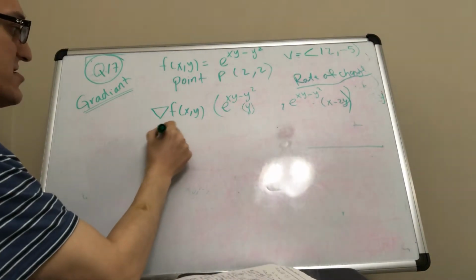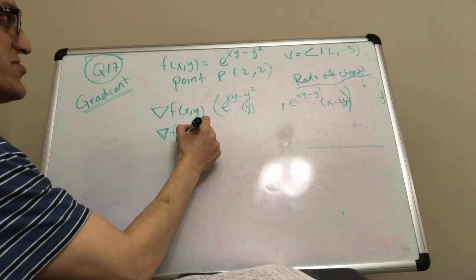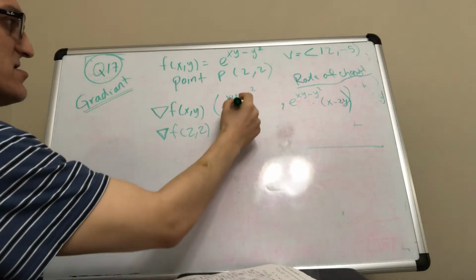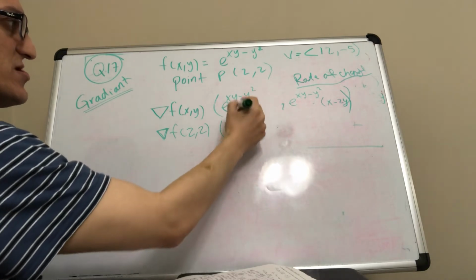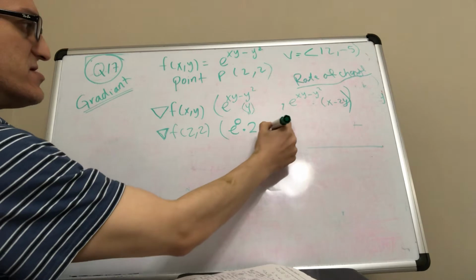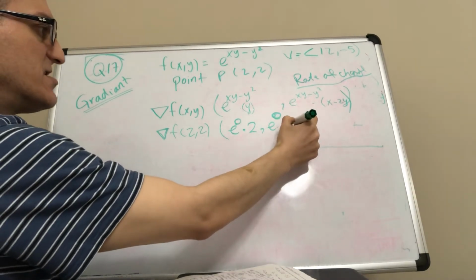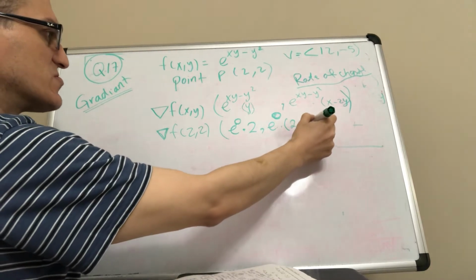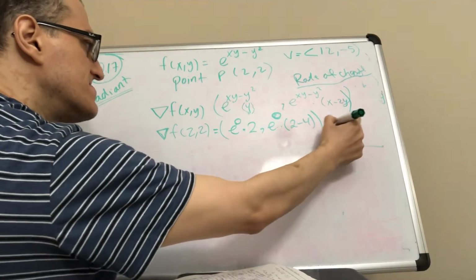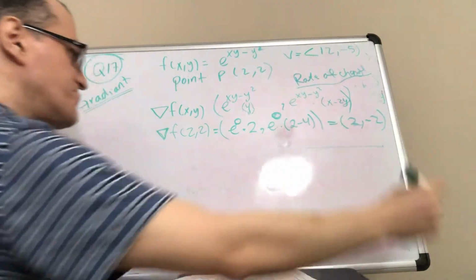Then you find the gradient at the point 2, 2. You plug in 2 and 2, it would be e to the 0 times 2, e to the 0 and here would be 2 minus 4. That's a 2 and a minus 2.